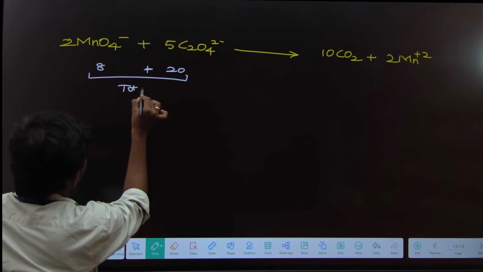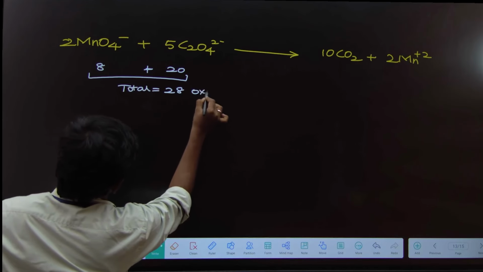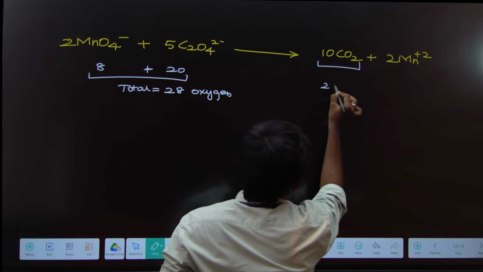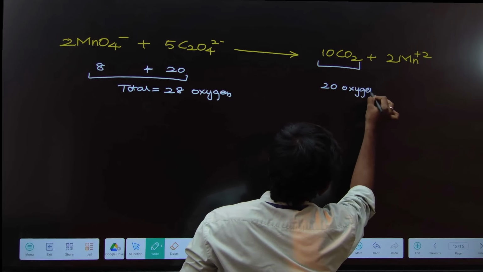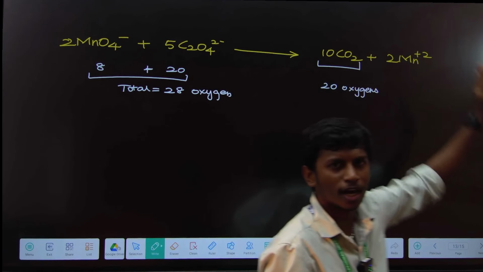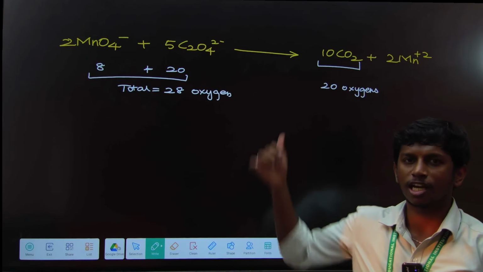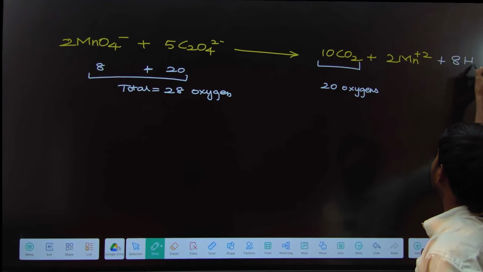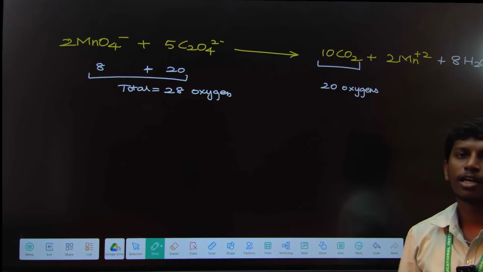28 oxygens are there. But product side la பாருங்க, only 2 into 10, only 20 oxygens are there. அப்ப என்ன பண்ணணும்? I have to balance oxygen. எப்படி balance பண்ணலாம்? எந்த பக்கம் குறைவான number of oxygens இருக்கோ அங்க நான் H2O add பண்ணணும். How many oxygens are insufficient? 8 oxygens are insufficient. So I have to add 8 H2O in our right hand side.